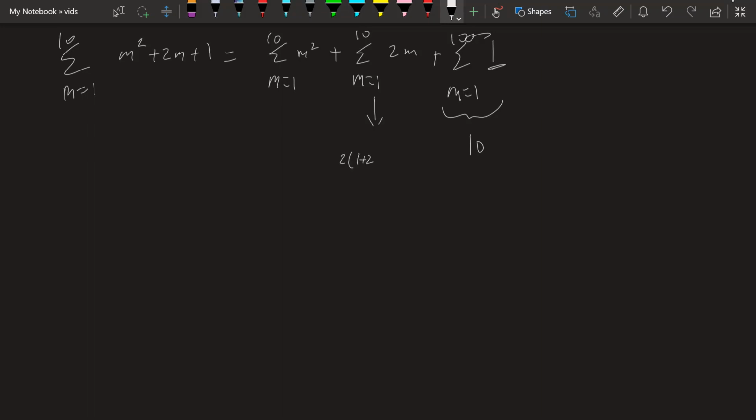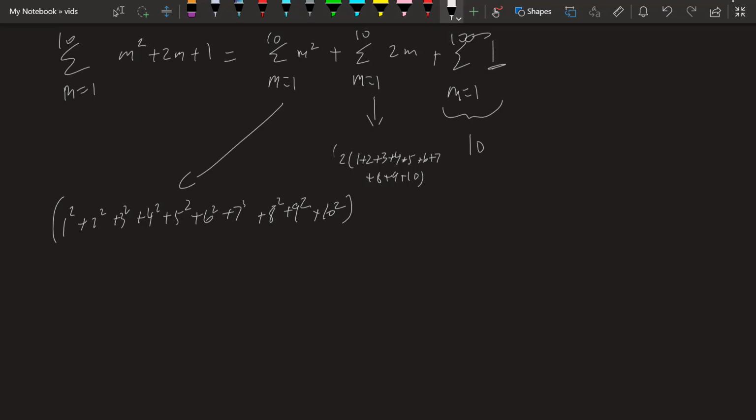This is just equal to 2 multiplied by 1 plus 2 plus 3 plus 4 plus 5 plus 6 plus 7 plus 8 plus 9 plus 10. And this is equal to 1 squared plus 2 squared plus 3 squared plus 4 squared plus 5 squared plus 6 squared plus 7 squared plus 8 squared plus 9 squared plus 10 squared. So you need to do this term plus this term plus this term. All you have to do is just use a calculator. So this is equal to 110.